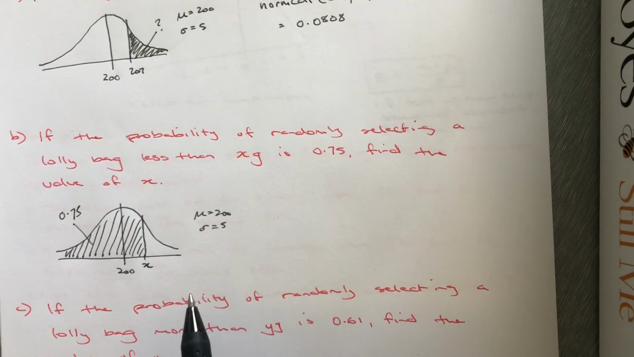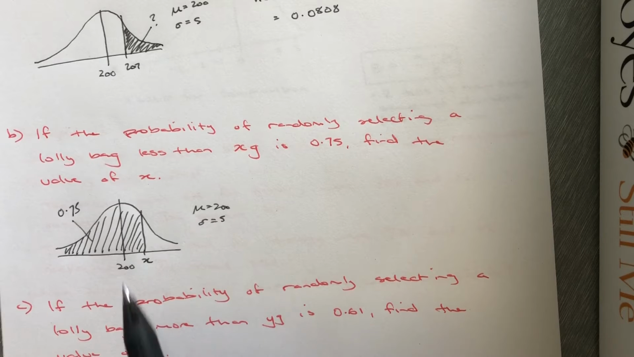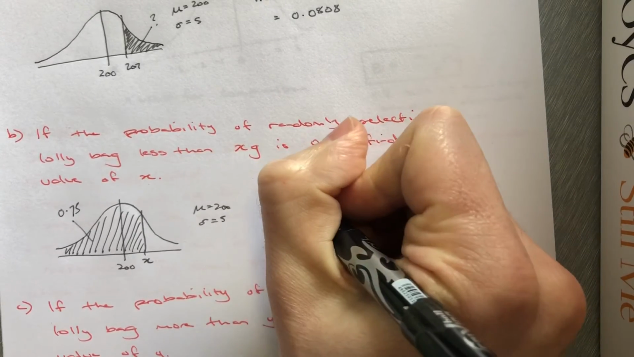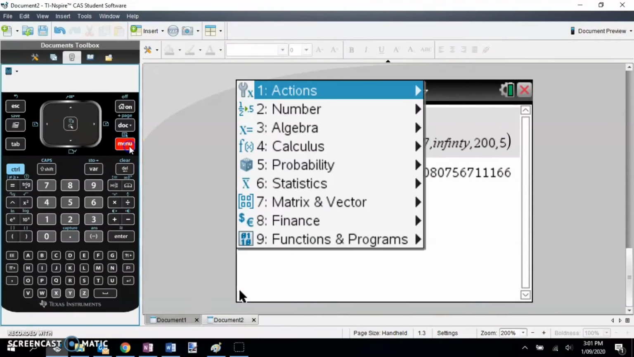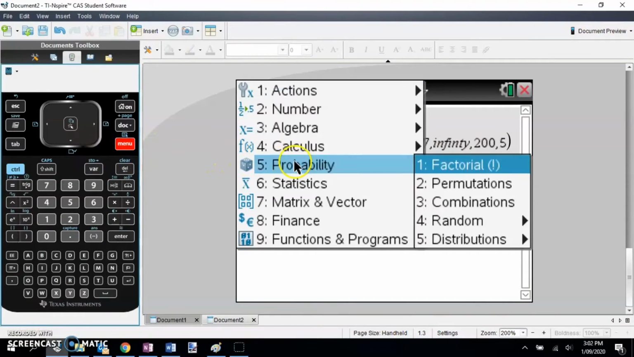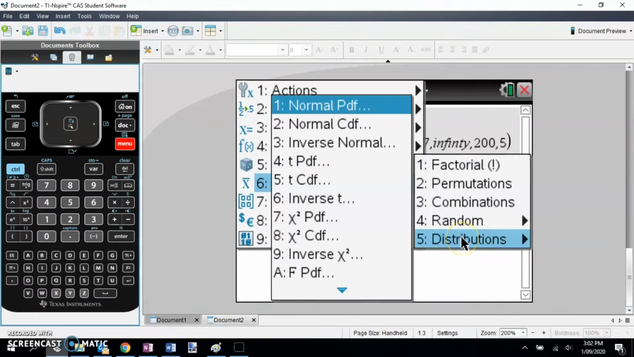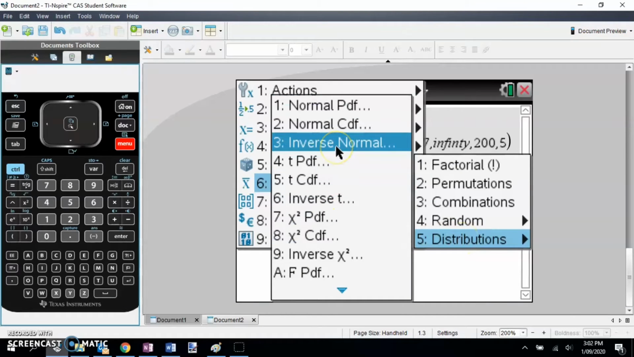Okay, now let's think back to before. We've been given a probability and we're asked to find a value for X. That means we're using inverse normal. So let's go back to our calculation. Same as before, menu, probability, distributions, but now we're after inverse normal because we've been given that probability, but we want the X value.